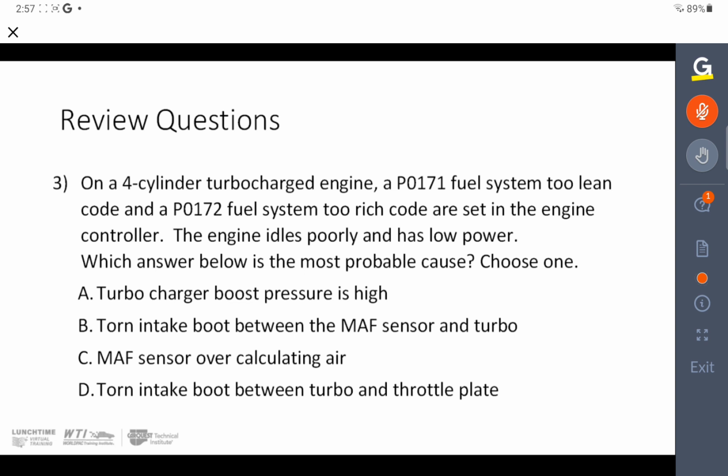Review question 4. A 4-cylinder turbocharged engine has a 171 system 2 lean and a 172 fuel system 2 rich. Those are set in the engine controller. Engine idles poorly and has low power. Which answer below is the most probable cause? Choose one. And the best answer here would be a torn intake boot between the turbo and the throttle plate.